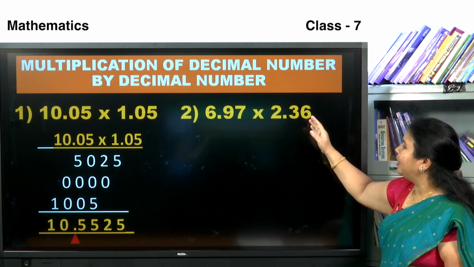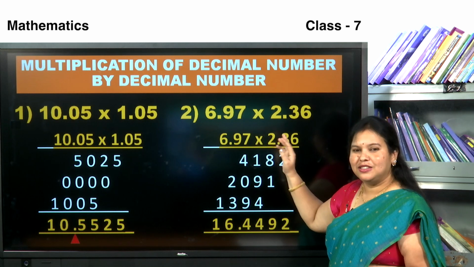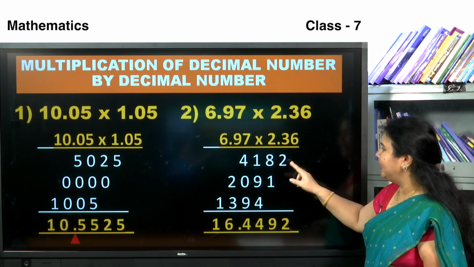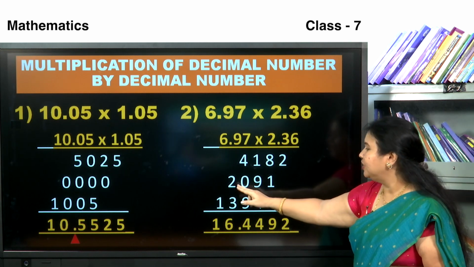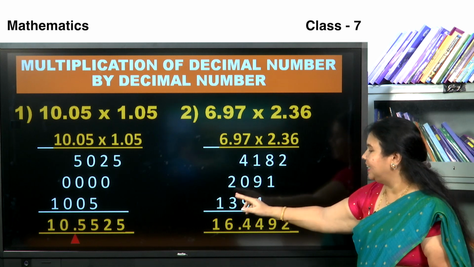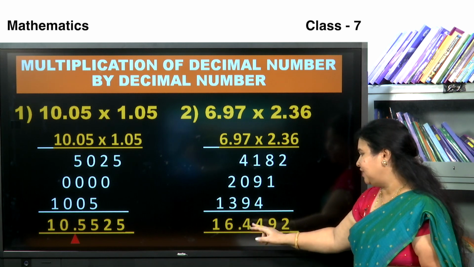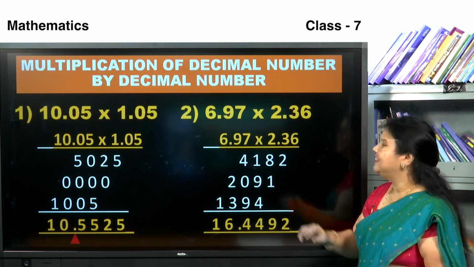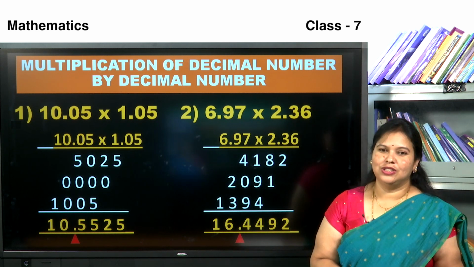6.97 into 2.36. In this example also, first you have to ignore the decimal point and multiply as usual. So, by multiplying by 6, we get 4182 in the first row, and in the second row multiplying with 3, we get 2091, and in the third row by multiplying with 2, we get 1394. By adding all this, we get 1,64,492. So, where do we have to place the decimal point? Yes, after 4 digits from the right. I hope you have understood this very well.